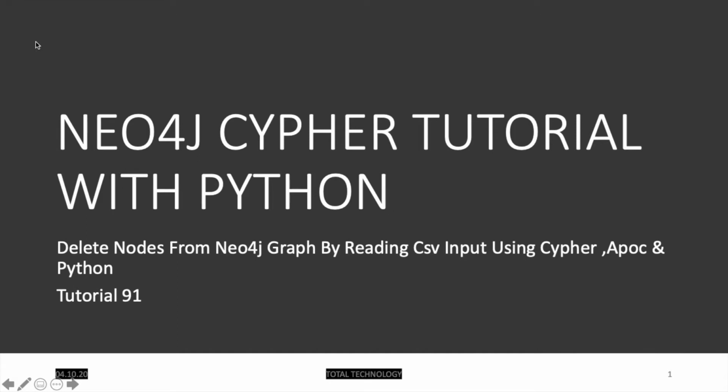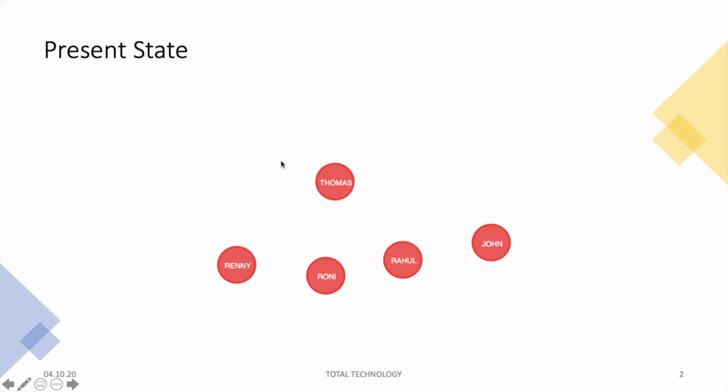So I know this is going to be very complex, but let me explain this from the next slide. Right now I have a few nodes, and every node is going to have a type called student. This is not visible here. I actually have five nodes present, and each node is going to have a different name like Thomas, Rene, Ronnie, Rahul and John.